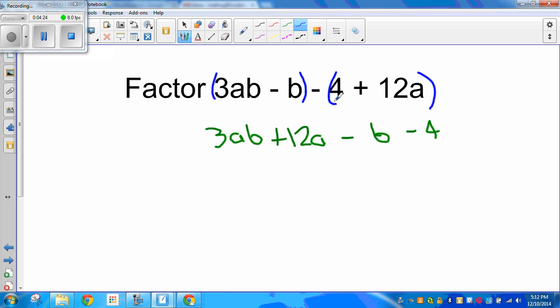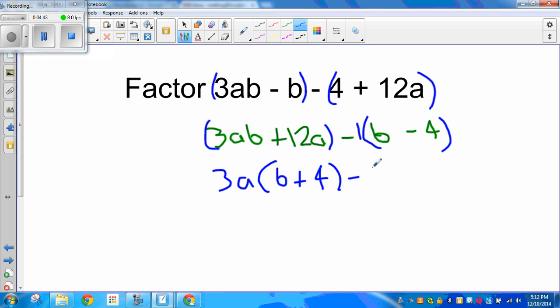And now I'm going to add back in parentheses. Notice this is already factored, so I'm just going to leave a 1 on the outside there. If I factor this, I can pull out a 3a, and I get, ooh, this is looking tantalizing. I get b plus 4 minus 1 times b minus 4. I think our negative trick might actually work this time.